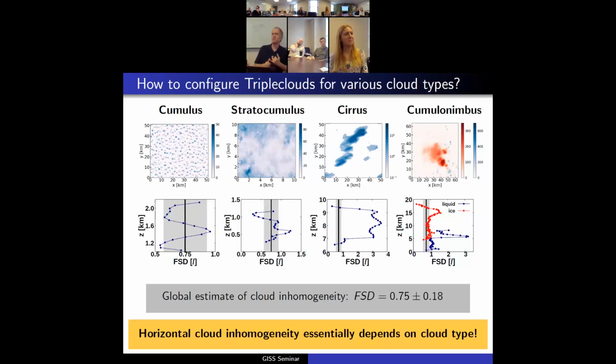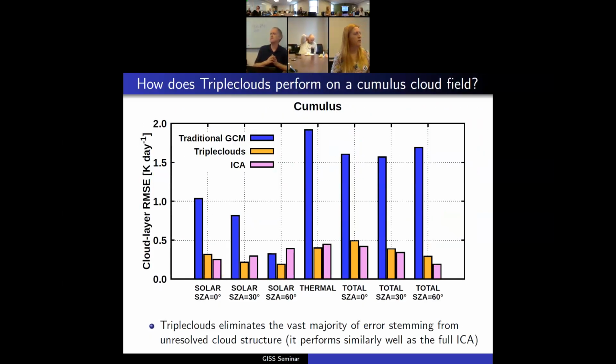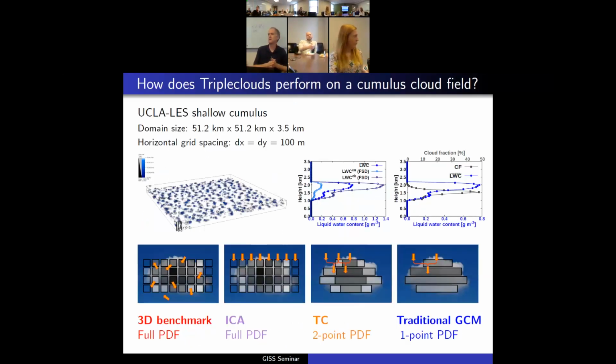So why does ICA work as well as Tripleclouds? It seems like that was a result you found. The error for ICA was comparable or so. Here? Yep. So are you taking into account horizontal fluxes in ICA? I mean, I thought you weren't. No. So I have performed this ICA calculation on this highly resolved LES cloud field, on the original LES cloud field. So here really lots of information was passed to the solver.